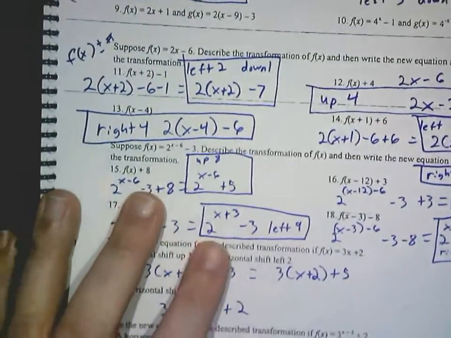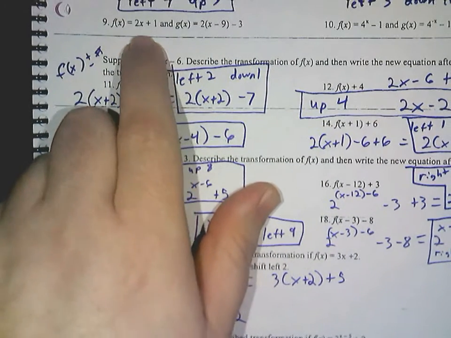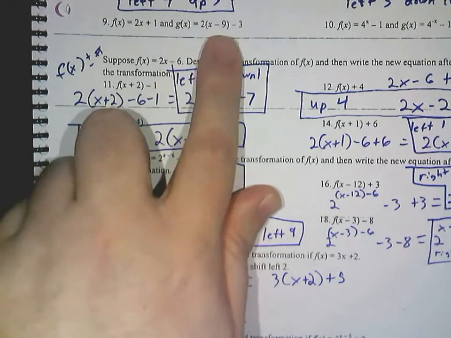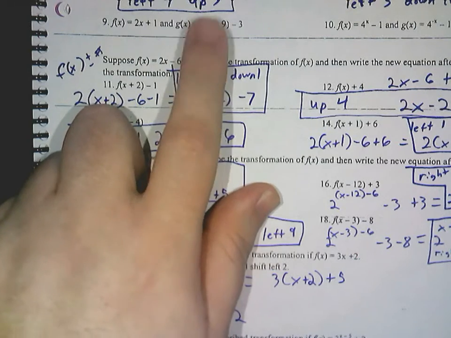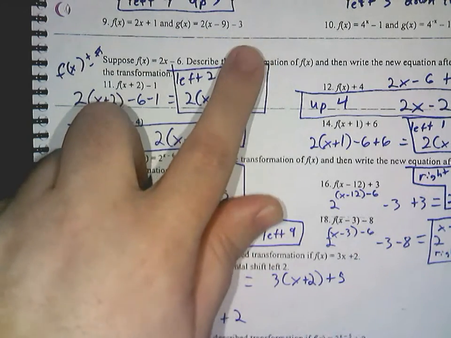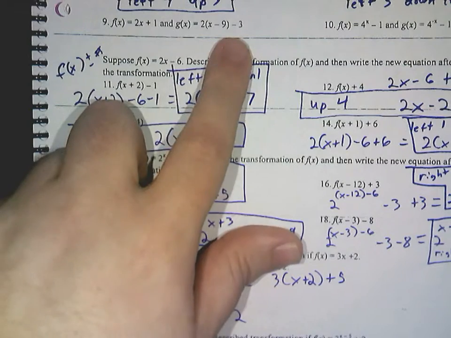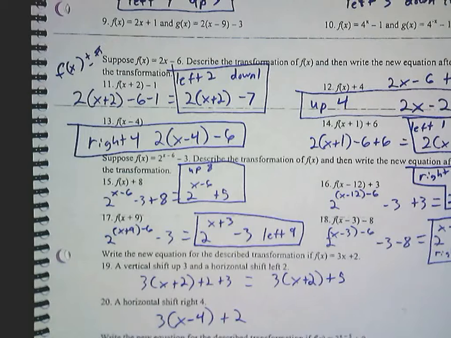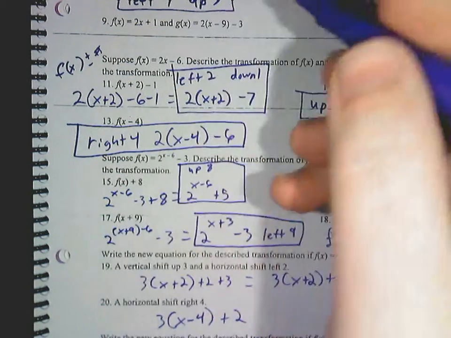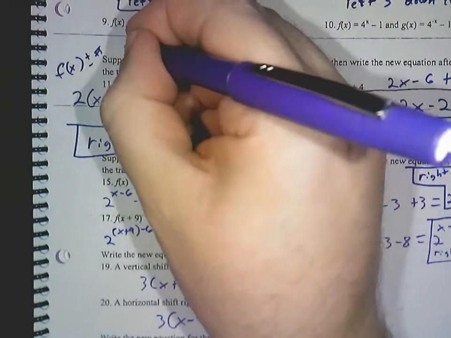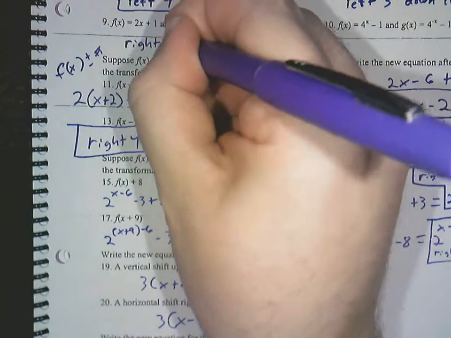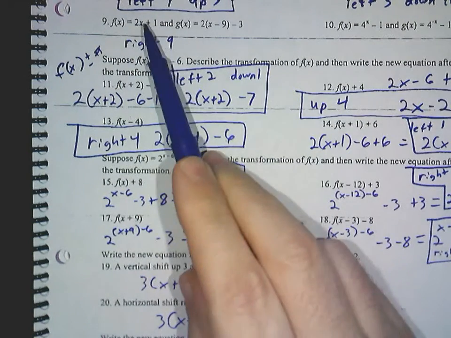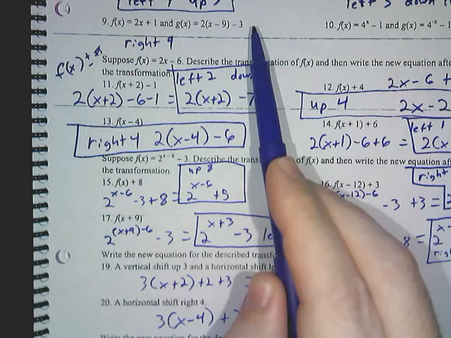Okay, then let's look at our other linear here. We have 2 to the x plus 1, and that became 2 times x minus 9, and then minus 3. So 2x became 2x minus 9, which means we are subtracting 9 to our input, which means it's a horizontal transformation. When you subtract, you're actually going to go to the right that many. So I'm going to go right 9. And then plus 1 became negative 3.